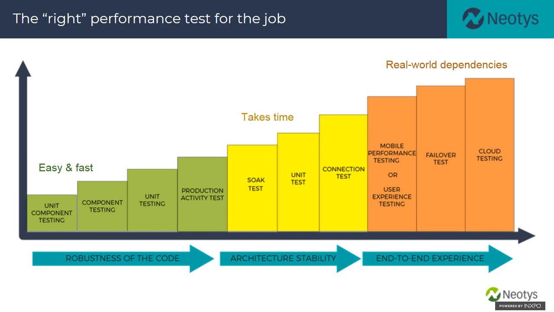In terms of some of the early tests, you're looking for the robustness of the code with those quick and easy unit tests, things like basic production activity tests. Architectural stability takes a little time. When you do a soak test, it takes a while. You've got to ramp up and sustain that load at a certain volume just to see if the system itself is stable over a period of time.